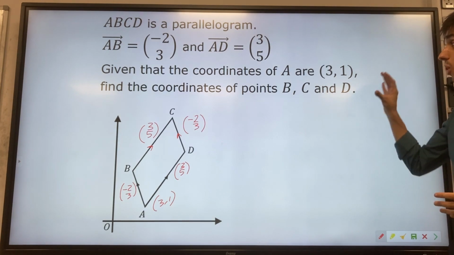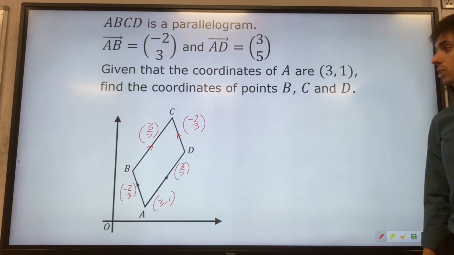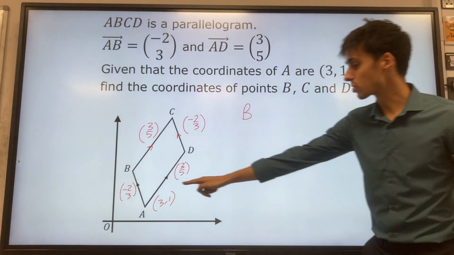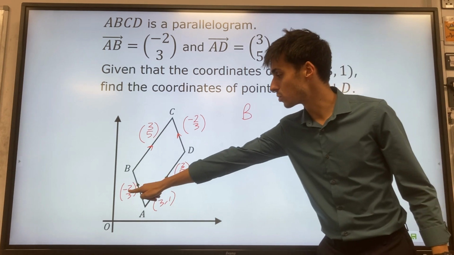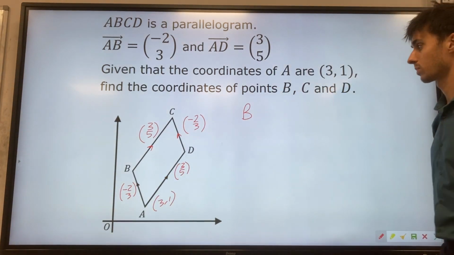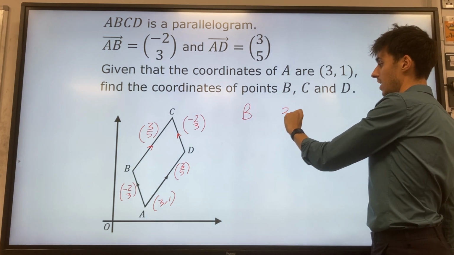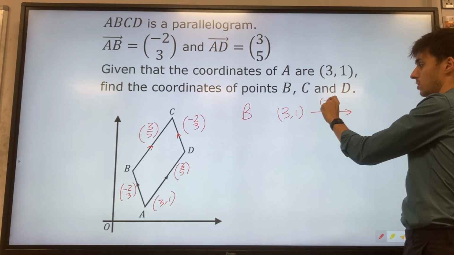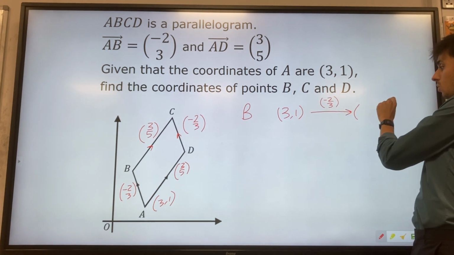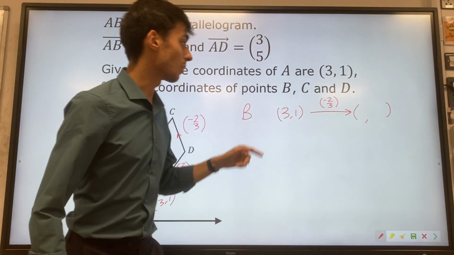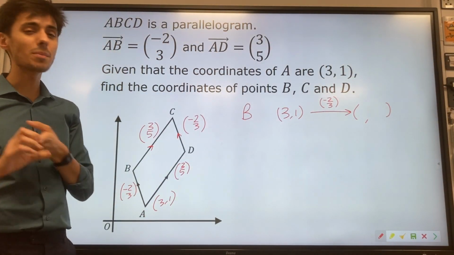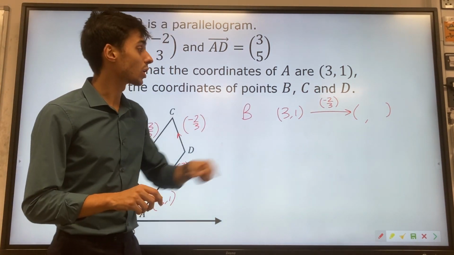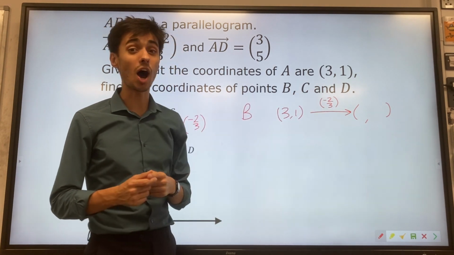At this point, we're good to start working out some other coordinates. So I'm going to start off with B. To get to B, we have to start at A, and then we have to do this vector, minus 2, 3. So I'm going to write down, we've started at A, 3, 1, and we're doing the vector minus 2, 3. We want to find the coordinates that we're going to end up at. When we're thinking about vectors, minus 2, 3 means we're going 2 to the left and 3 up.